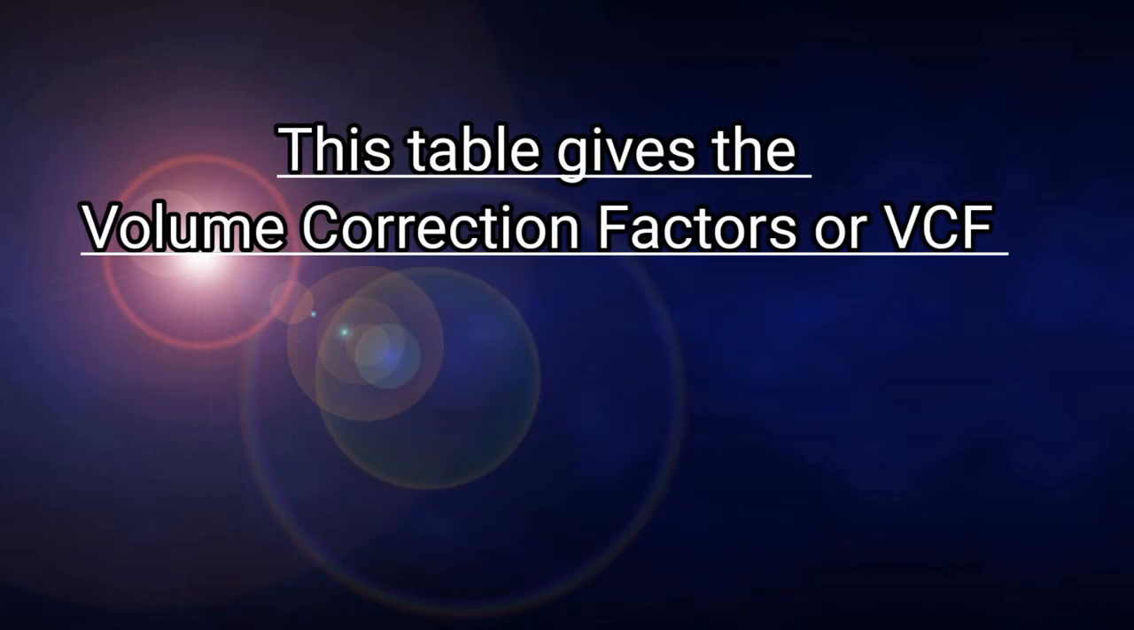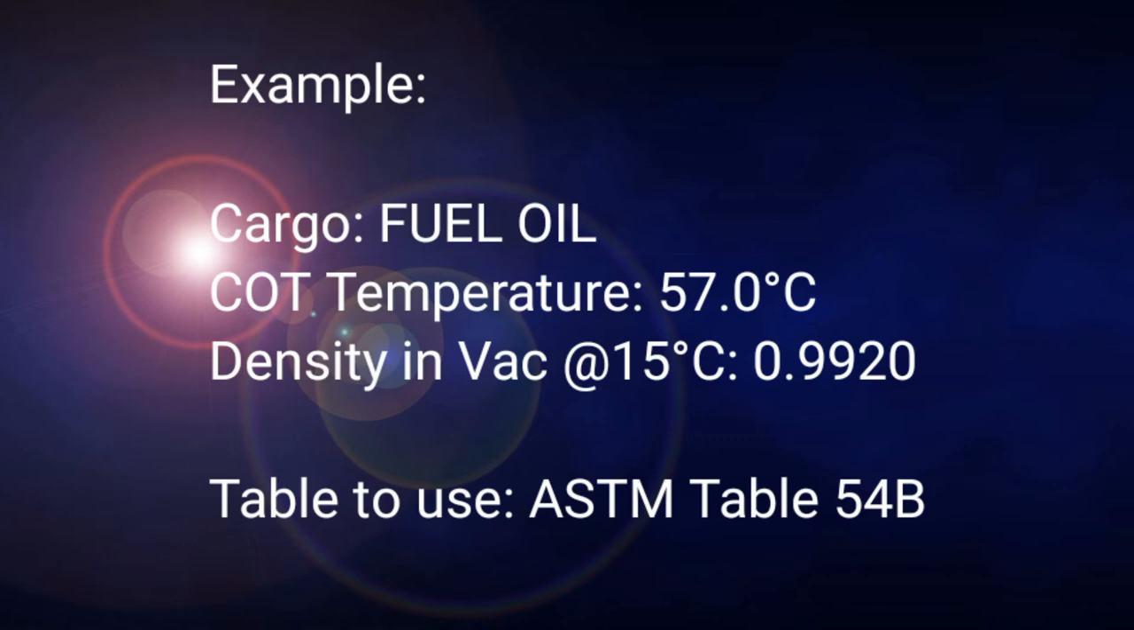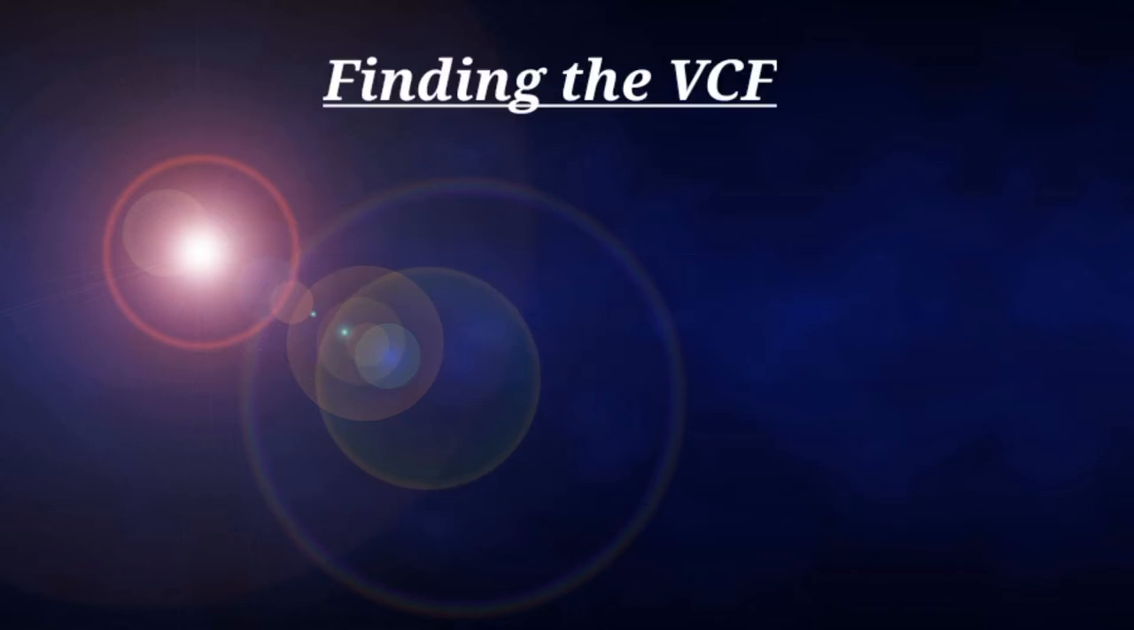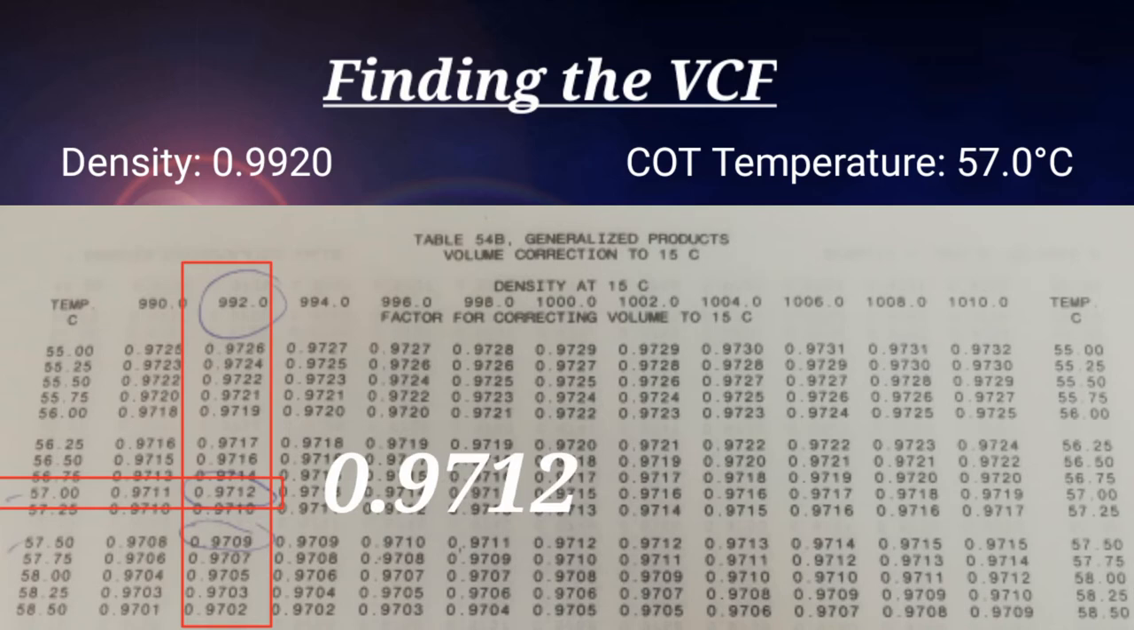This table gives the volume correction factors, or VCF, to find the volumes at the temperature for which the density is given. Let's say we have loaded fuel oil and the cargo surveyor provided a density at 15 degrees Celsius of 0.992, and we will use table 54B. So first we need to find the VCF. We go to table 54B and look under density at 15 degrees Celsius of 992 and temperature 57 degrees Celsius. As we can see, for the temperature 57 degrees Celsius, the volume correction factor, or VCF, is 0.9712.